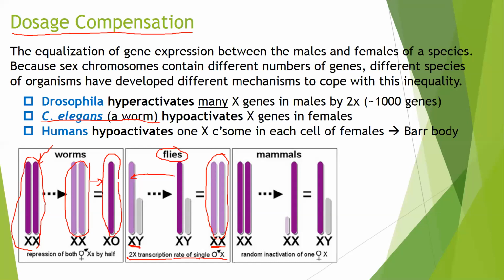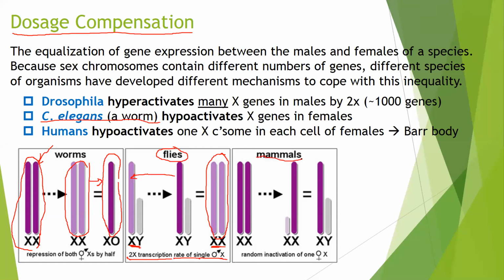So if you compare the worms with the flies, they use 2 different mechanisms. In flies, they try to enhance the expression of the single copy in the male to achieve the balance between the male and the female. But in worms, the mechanism is different. They try to reduce expression levels of X-linked genes in the female to achieve this balance between male and female.